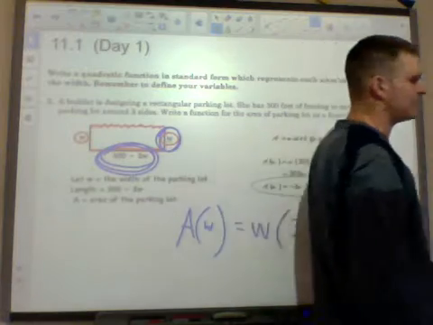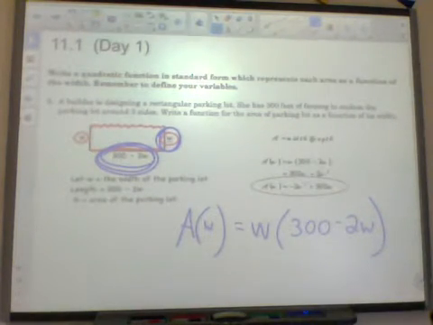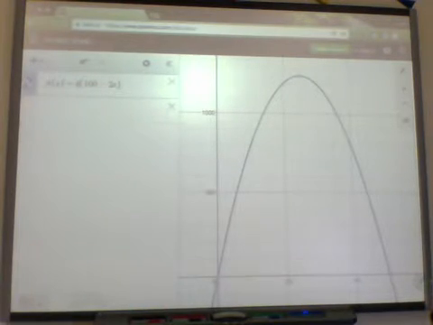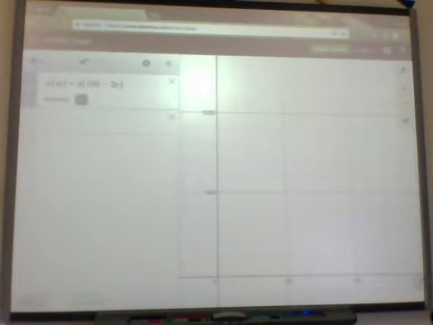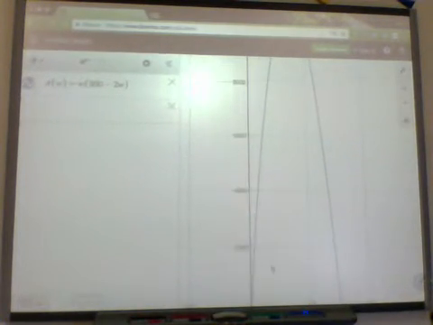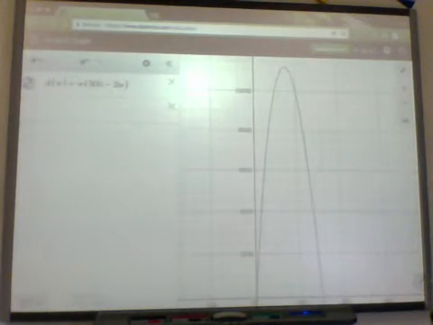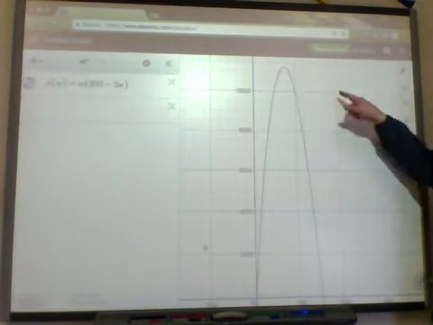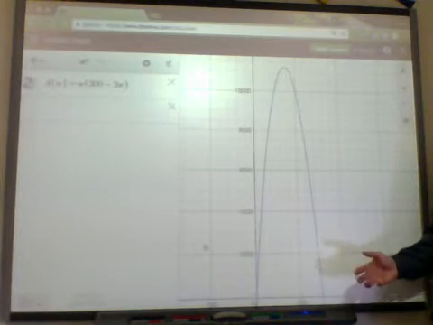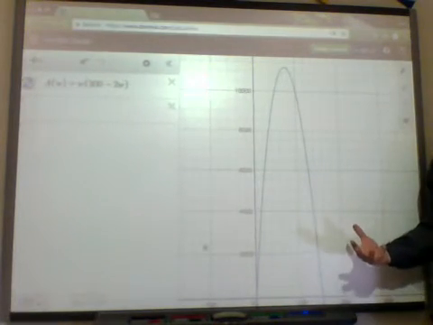If we graph that on our graphing calculator, so we have W times (300 minus 2W), what you'll notice is you get a parabola, all right? We're going to get this parabola. We should not be surprised by this. That's what quadratics look like. And it's open down. Why is it open down?